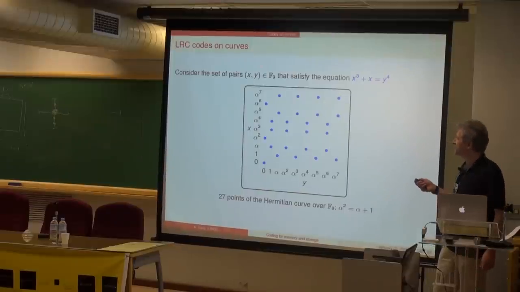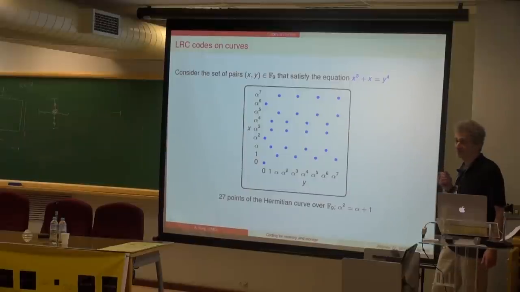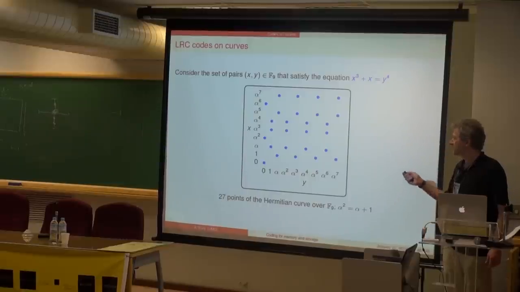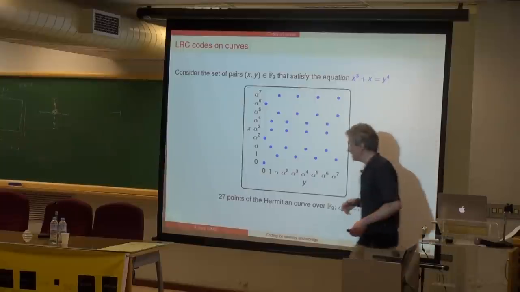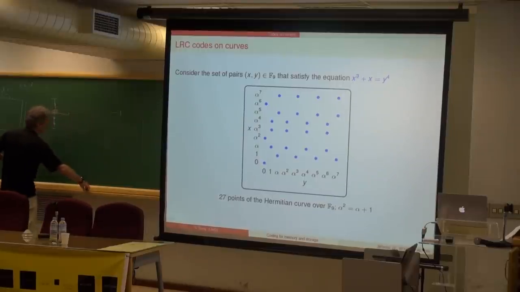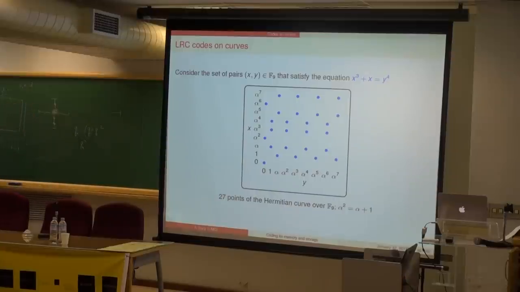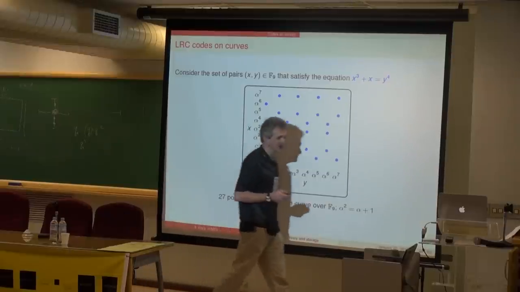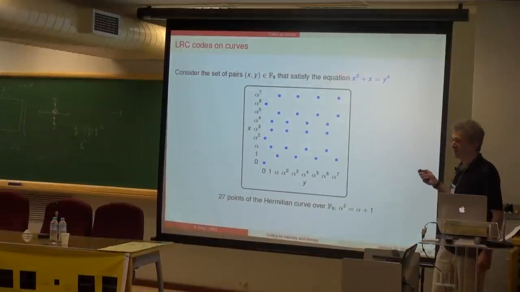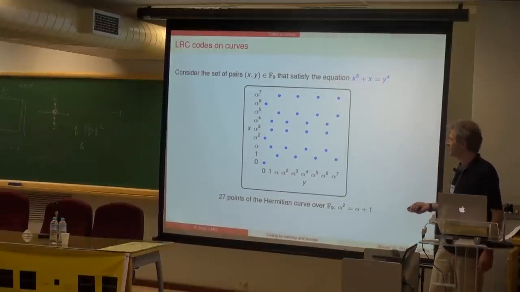Consider all pairs in F9 that satisfy the equation x cubed plus x equals y to the fourth. Why that equation? There are reasons for that, and this family of curves is called the Hermitian curves. This curve has 27 points. It all goes as follows. There is q0, and then there is q, which is q0 squared, and we can consider the curve over Fq, and then it has q0 cubed affine points plus one point at infinity. So q0 in my example is 3, and q is 9, and therefore it has 27 points. You can ask the computer for the set of pairs that fit this equation in F9, and this is the set of points.